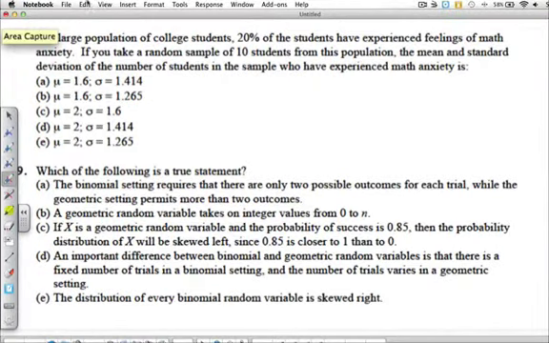All right, number 8. In a large population of college students, 20% of the students have experienced feelings of math anxiety. If you take a random sample of 10 students from this population, the mean and standard deviation of those who have experienced math anxiety is what?